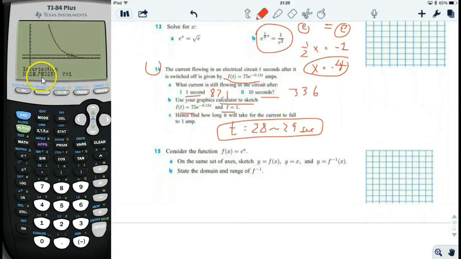So the intersection is 28.78, y equals 1. So do you see how the exact number would be around 28.8? And we had guessed between 28 and 29. So if we use the intersection function, we can find out that it is exactly, or more precisely, 28.8.